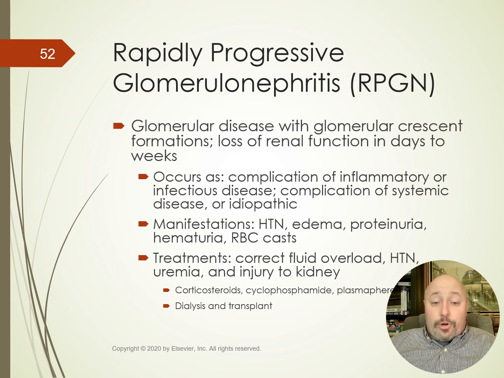Rapidly progressive glomerulonephritis is a glomerular disease with glomerular crescent formation and a loss of renal function in days to weeks. It occurs as a complication of inflammatory or infectious disease, as well as systemic diseases or idiopathic diseases. Manifestations are hypertension, edema, proteinuria, hematuria, and red blood cell casts.